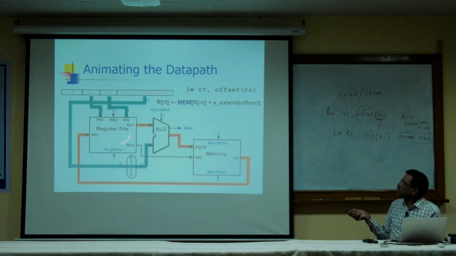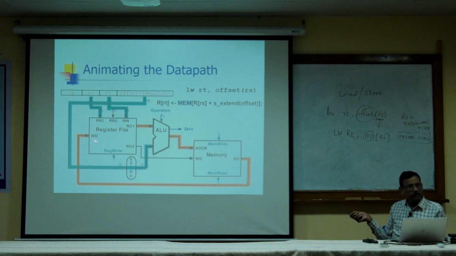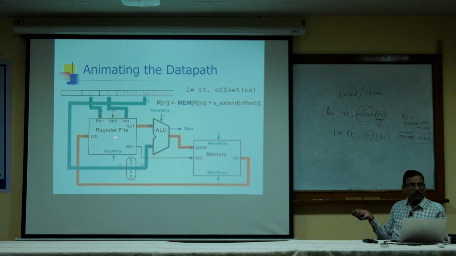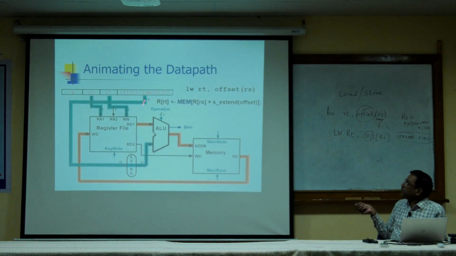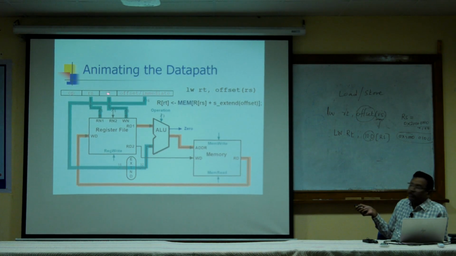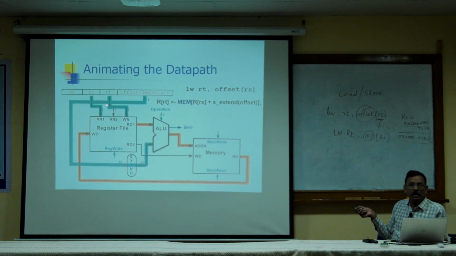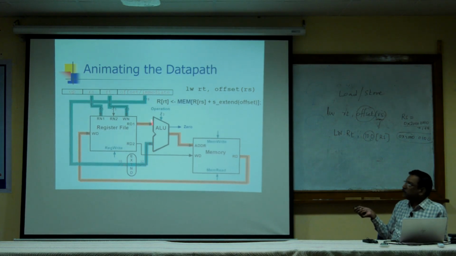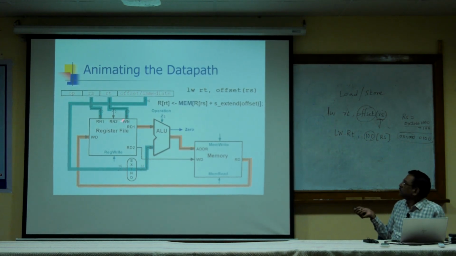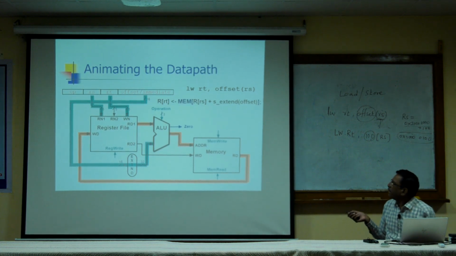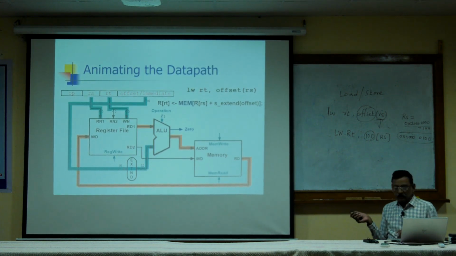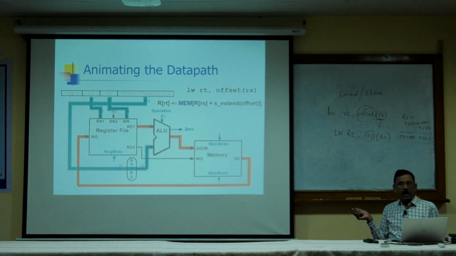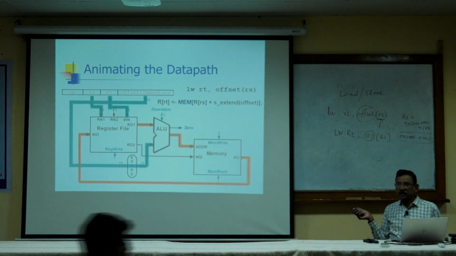Then the memory location content I am going to read and write to one of the registers here. Which register is going to be written? What is the address of the register? The register address is indicated by the RT field. The RT field, 5 bits, will indicate the register to be written. Okay. So here we are not using 3 register fields. The I-format instructions have only 2 register fields.